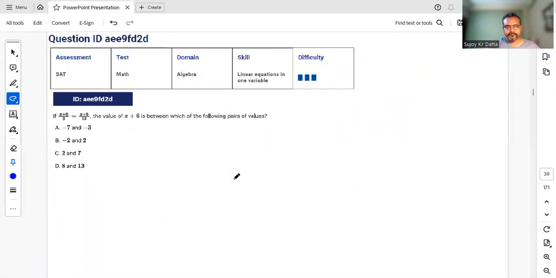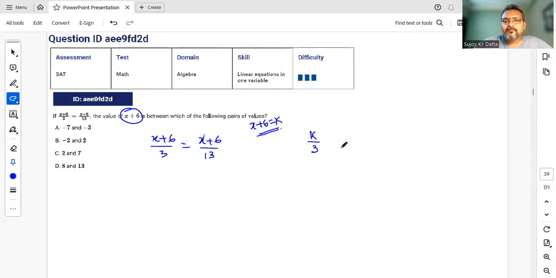Next. So we have (x plus 6) over 3 equals (x plus 6) over 13. And they are asking, what is the value of x plus 6? The value of x is not important. So you can just take x plus 6 to be some k, and that's simple logic. I'm just substituting x plus 6 as k, so that is easy for you to follow. K over 3 equals k over 13.